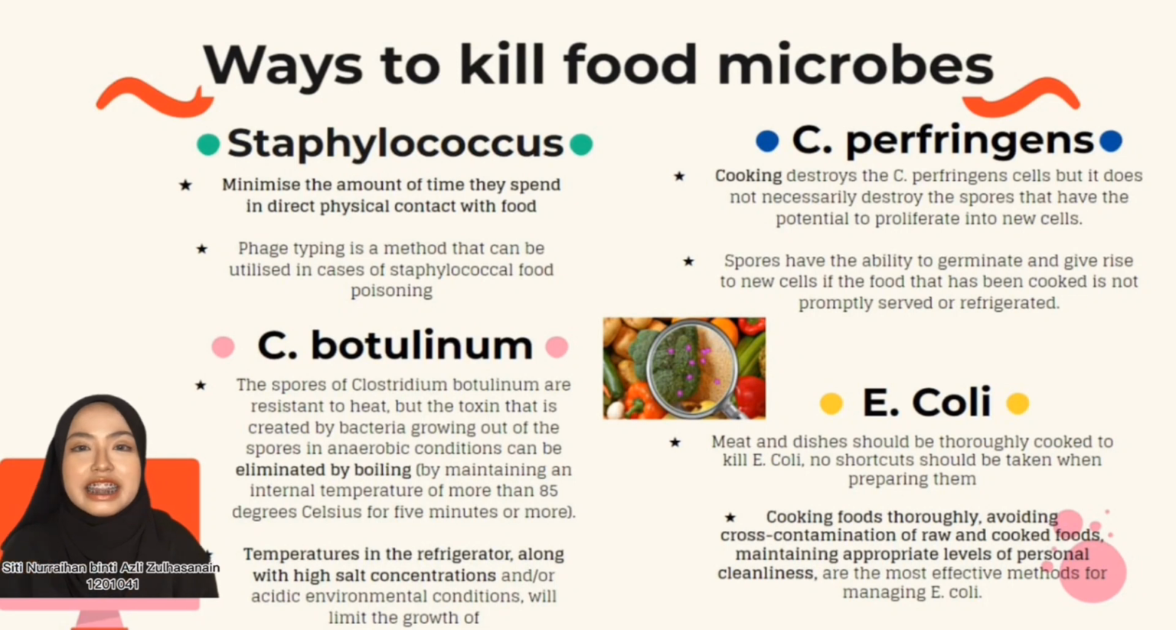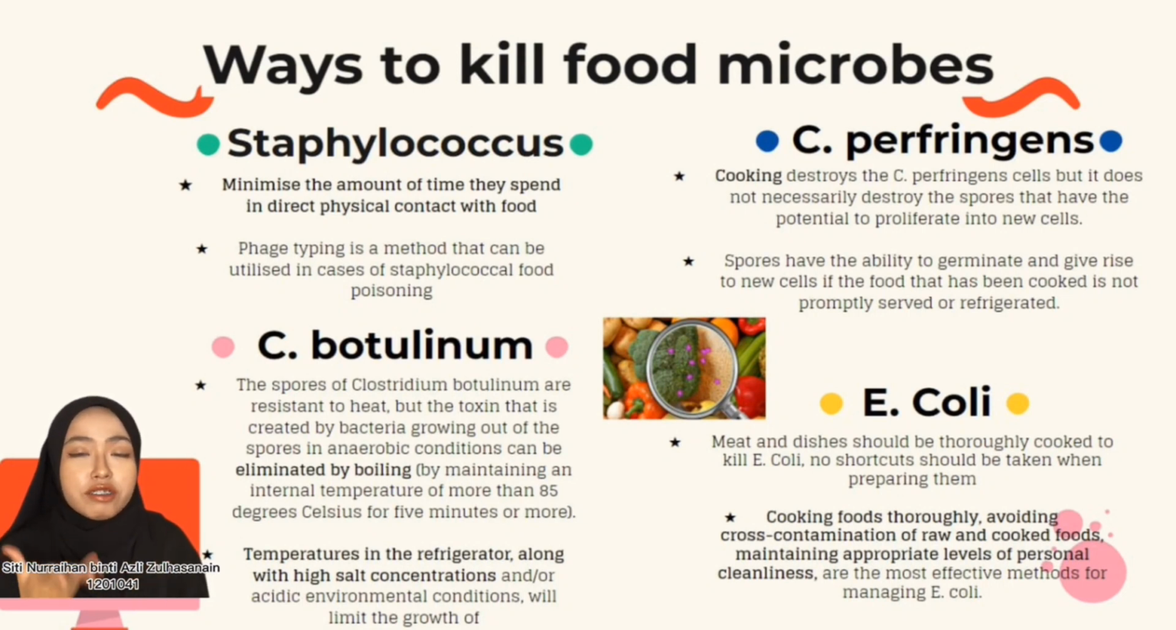For E. coli, the infection is caused by feces that have contaminated water or food. It can be spread by unpasteurized milk or raw or undercooked ground meat. Meat and dishes should be thoroughly cooked to kill E. coli, and no shortcuts should be taken when preparing them.